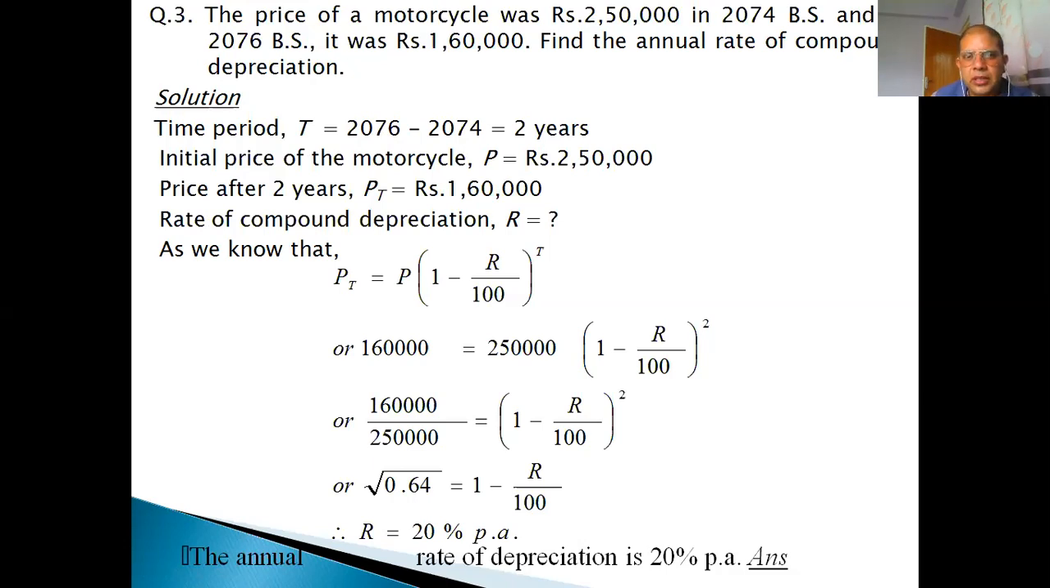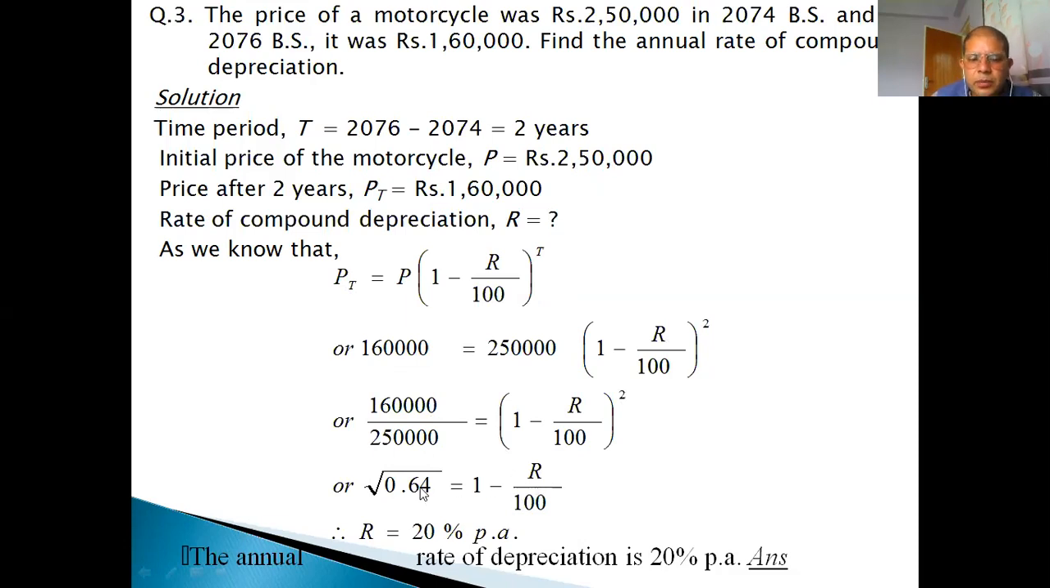So time is 2 years in this question, the initial price is 2,50,000, and the price after 2 years is 1,60,000. The rate we need to find out. Write all the values PT, P, exactly the same, and in the place of T put 2 years. Now 1,60,000 divided by 2,50,000 is 1 minus R by 100 power 2. It is 0.64, under root. If you remove this 2, it will be root here. Then after calculation you will get R is equal to 20%.